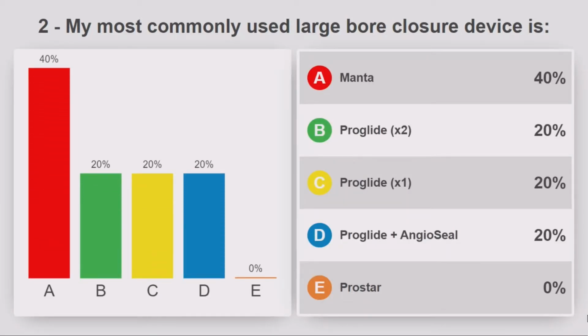Mostly because we didn't have a good solution with the ProGlide. For instance, I was looking at option D, and option D happened many times as a bailout, because we tried to use ProGlide and at the end it didn't work, and we had to use an AngioSeal on top of already 2 ProGlides. So in my experience, I used the ProGlide a lot, but when we changed to MANTA, the complication rate went down.